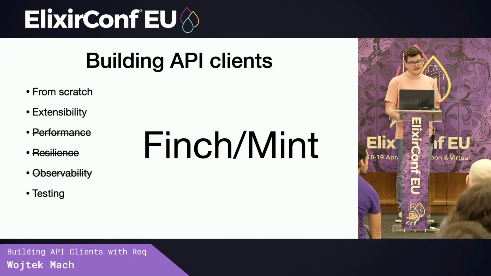But basically Rec uses Finch and Mint, which have excellent performance. It's basically as fast as it gets. They help with resilience, and Finch also has observability. Finch emits telemetry events, but also with Rec, because it is extensible, it is easy to extend it yourself to emit telemetry events and things like that you want. I will cover testing though.